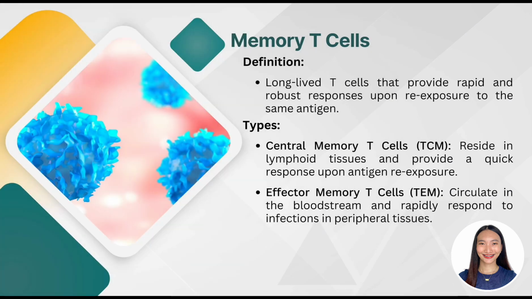Memory T cells. Long-lived T cells that provide rapid and robust responses upon re-exposure to the same antigen. The two types include central memory T cells, or TCM, which reside in lymphoid tissues and provide a quick response upon antigen re-exposure. Effector memory T cells, or TEM, circulate in the bloodstream and rapidly respond to infections in peripheral tissues.